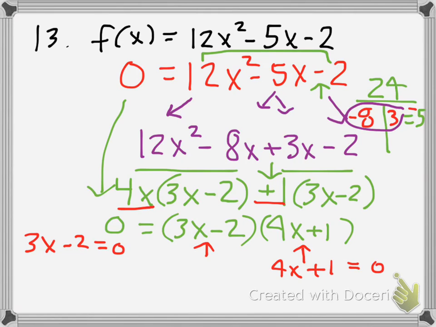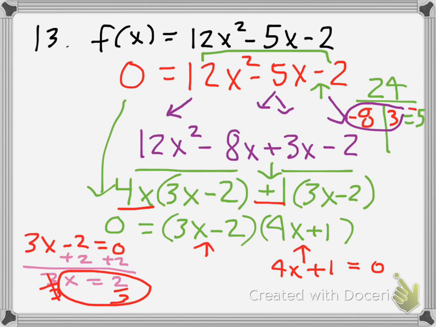So we solve each 2-step equation. So for the first one, add 2 to both sides. Always move what's not attached to the variable first. So I have 3x equals 2. One more step in order to get x alone, divide by 3. So I have my first solution, x equals 2/3.